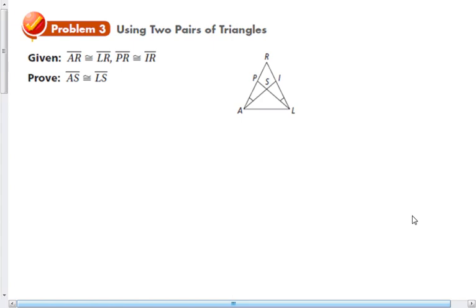A couple things you need to know here. Part of what's given is that angle A is congruent to angle L. It's not listed here. And we can just get rid of this line. We don't really need it. So then we can call it angle A and angle L. So I'm going to set up my two-column proof here.